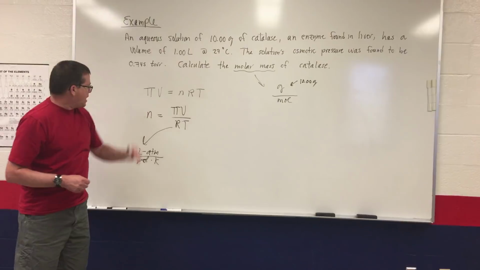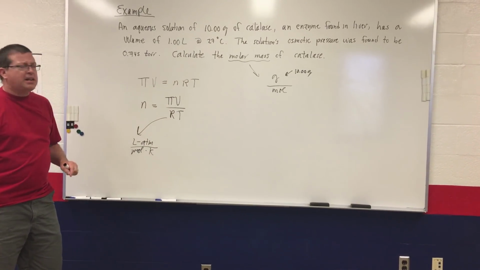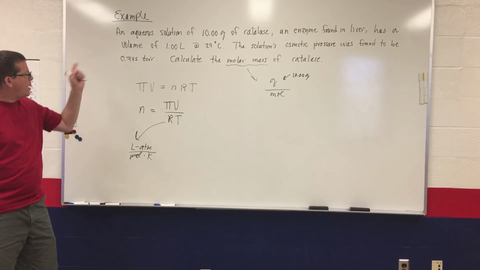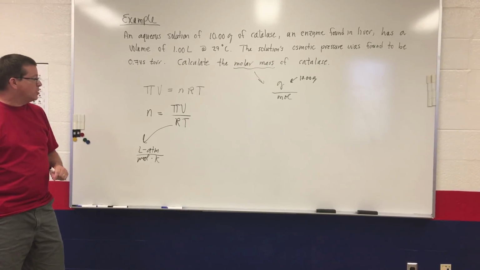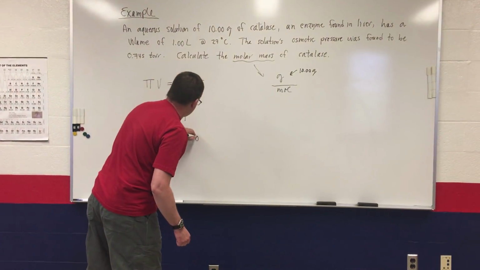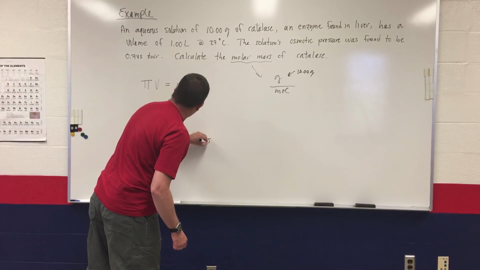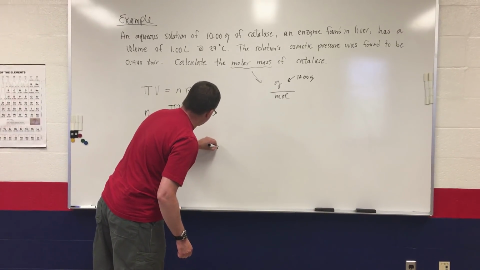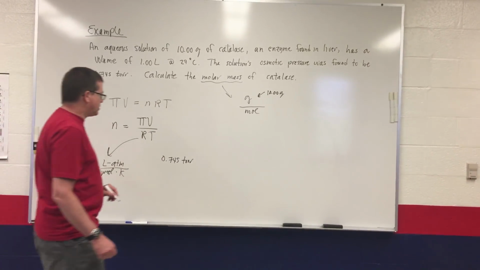Liters look like we're okay. We've got liters here for volume. Osmotic pressure, though, what do we need here? Well, I've got torr, so I need to get from torr to atmospheres. So we need a conversion to do that. So we're going to go off to the side and take care of that. So I've got 0.745 torr. That's my osmotic pressure that I measure. And I want to convert that to atmospheres.